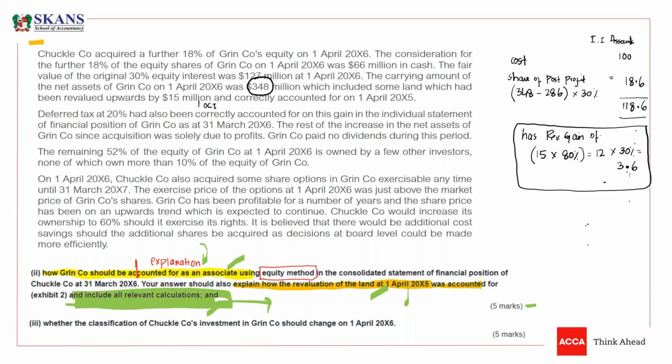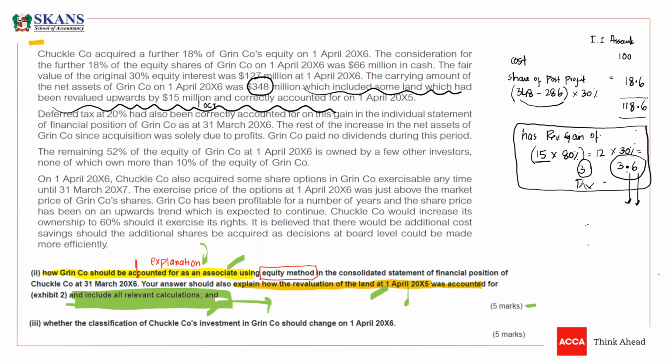And if we need to derecognize this investment, if we have sold this investment, then this amount will be transferred to retained earnings. Yes, this 15 is included in this amount. The tax of 3, if you see 15 into 20%, the tax is also included there. They have written that, look, which included some land, and the deferred tax of 20% has also been correctly accounted for.